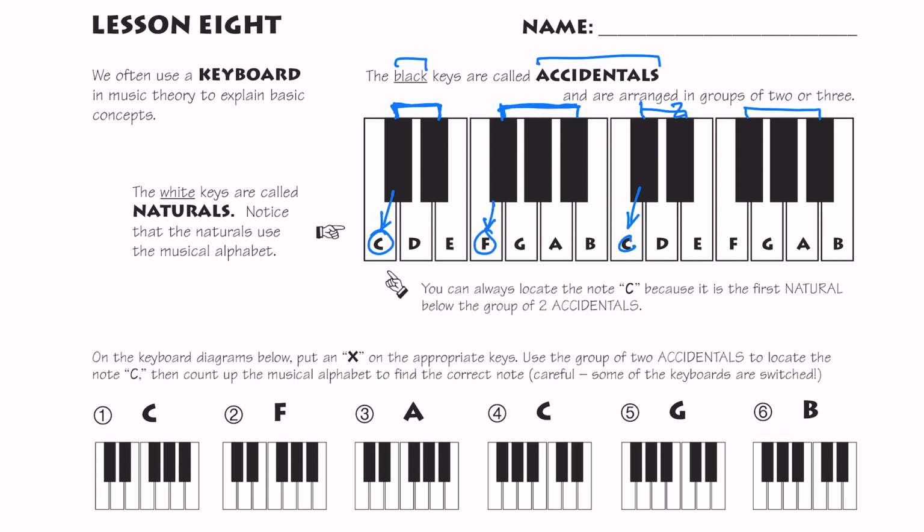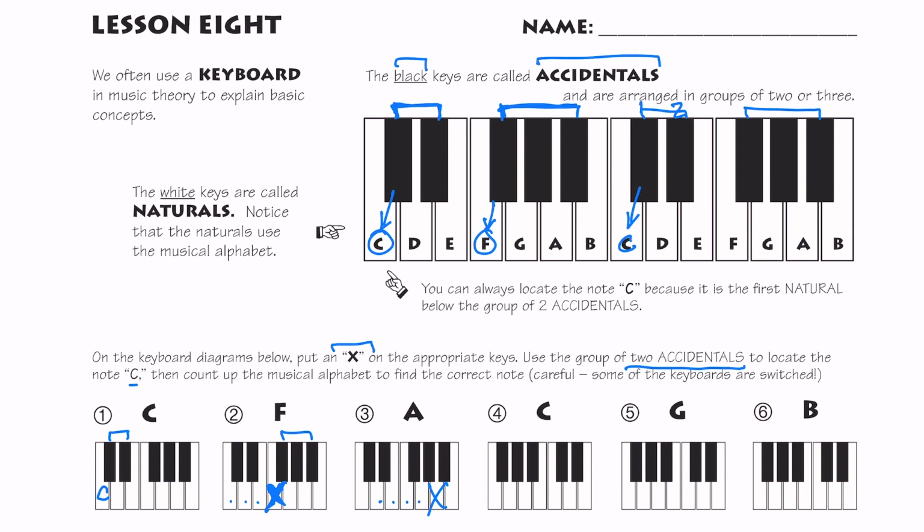All right, so on the keyboard diagrams below here, we're going to draw an X on the appropriate keys, okay? You're going to use the group of 2 accidentals to locate the C, then use your musical alphabet to count up or down, whichever. So C is always going to be this group of 2 accidentals right there. That's pretty simple. Now, I can count up from C and go C, D, E, F, okay? I can draw my X right there on the F, or I could use my 3 accidentals and use that as finding my F home key.